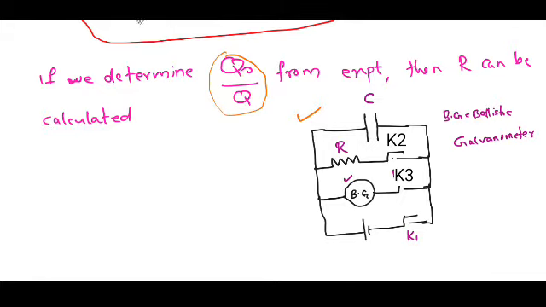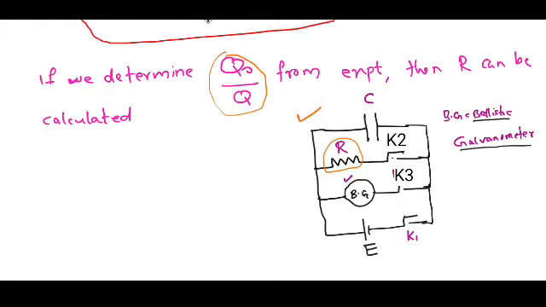I request the viewers first to watch the working of the ballistic galvanometer. I have given a link of this video in the description box. Here I will not explain the working of the ballistic galvanometer because it will take much time and the video will be lengthy. Another component in the circuit is a battery source E. Now, our unknown resistor is connected here in the circuit.